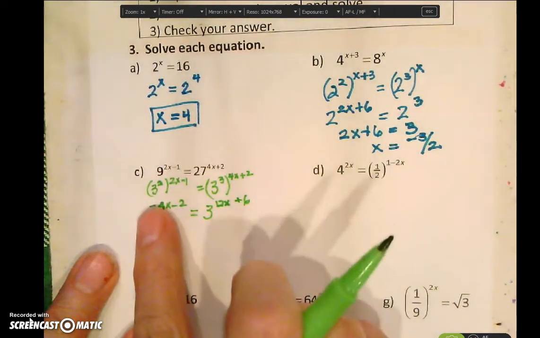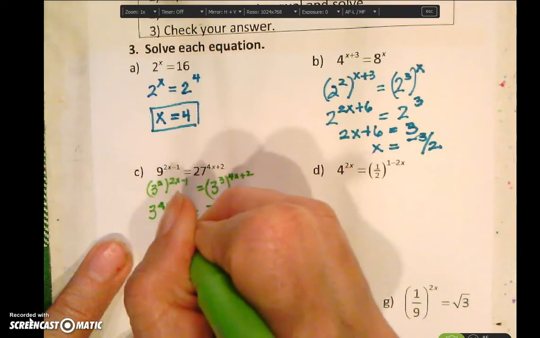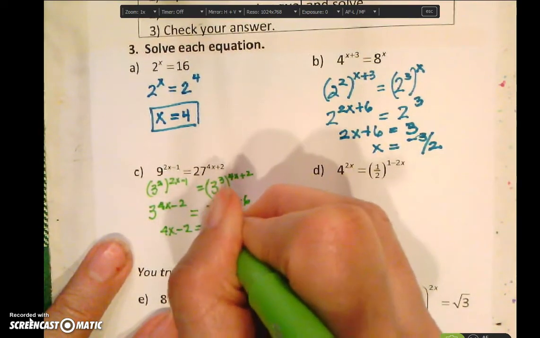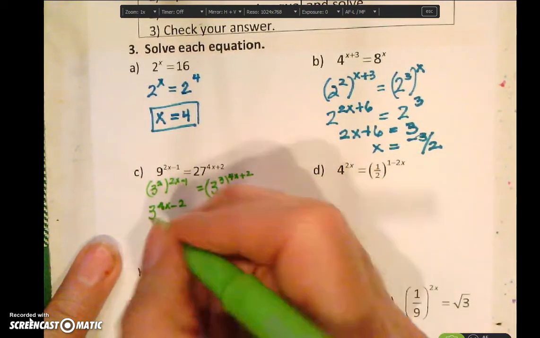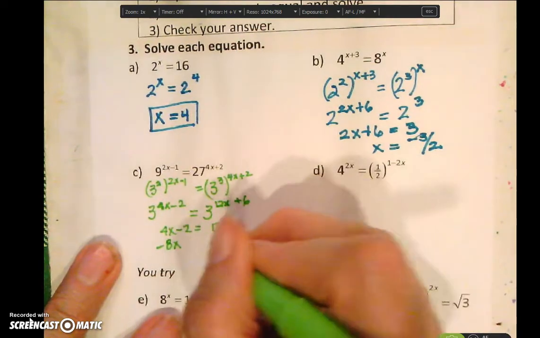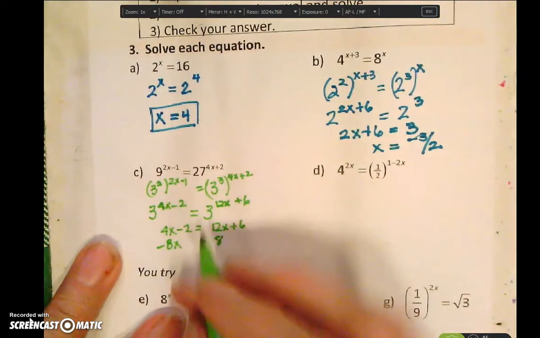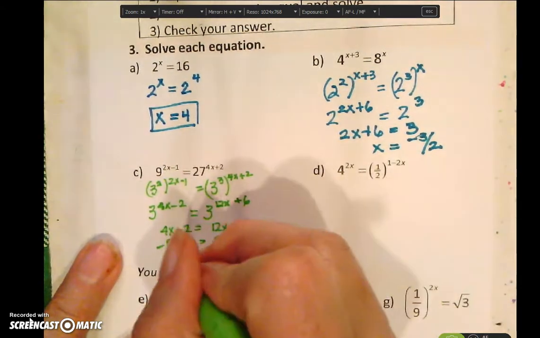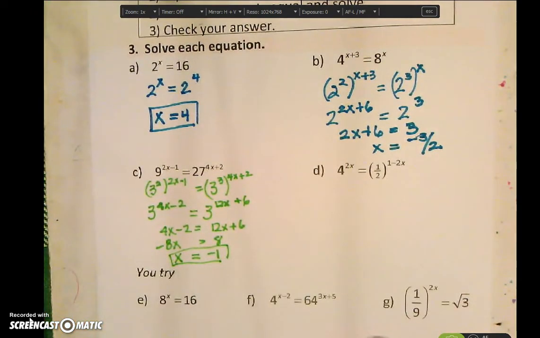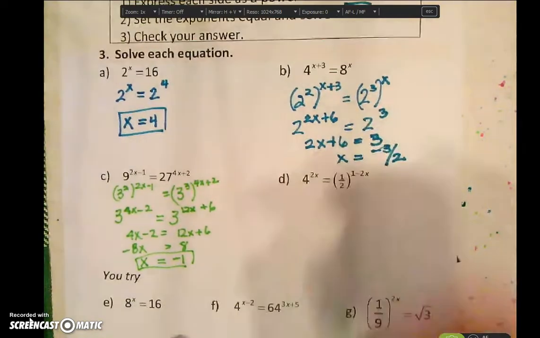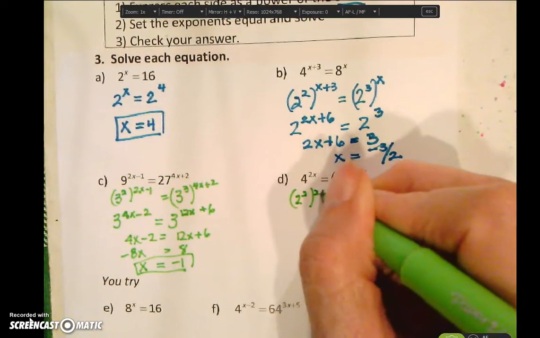So once I do that and I have the same base of 3, I'm going to make my exponents equal. So 4x minus 2 is equal to 12x plus 6. All right, so let's subtract our 12x, and that's going to give me a negative 8x, and add my 2, and that's going to give me an 8. So then I'm going to divide both sides by negative 8, and I get that x is equal to negative 1.